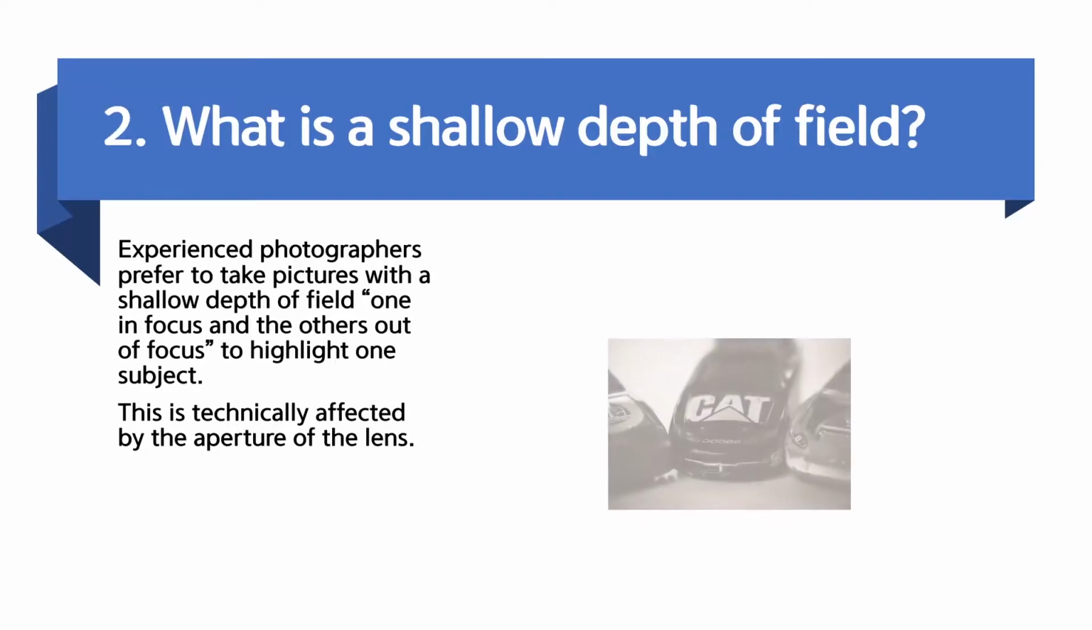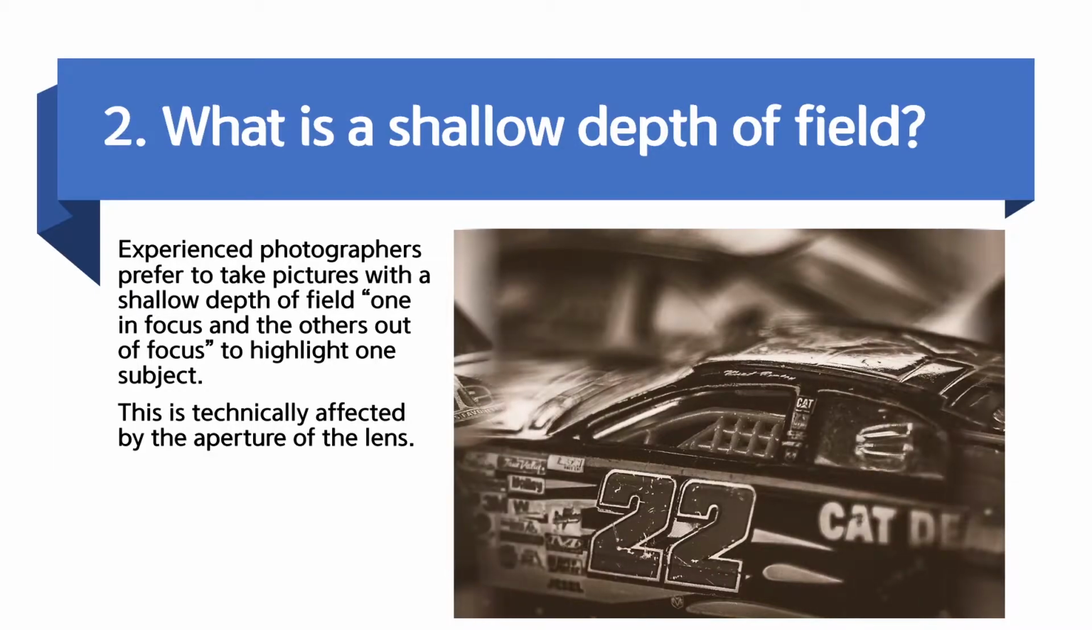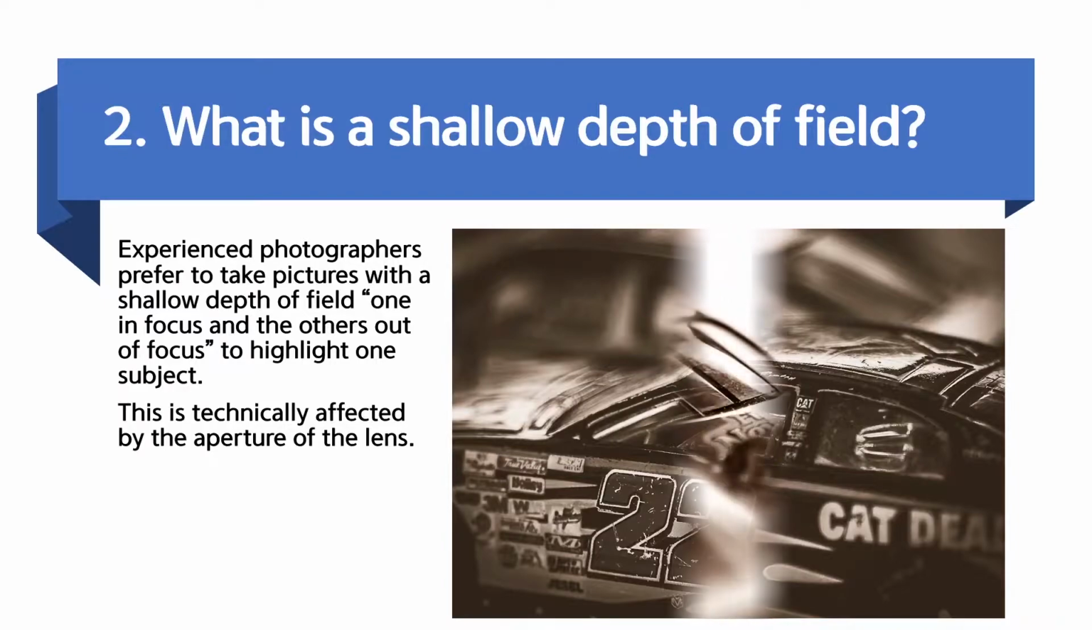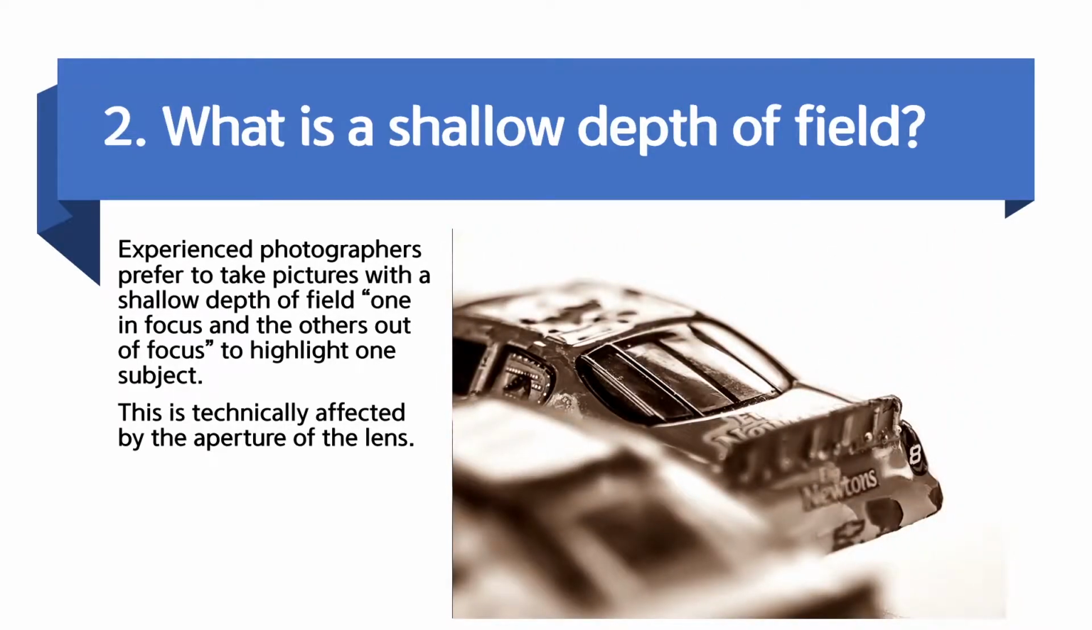Two. What is a shallow depth of field? Experienced photographers prefer to take pictures with a shallow depth of field, one subject in focus, and the others out of focus to highlight one subject. This is technically affected by the aperture of the lens.